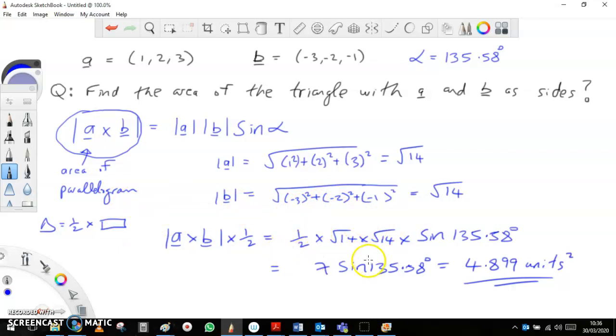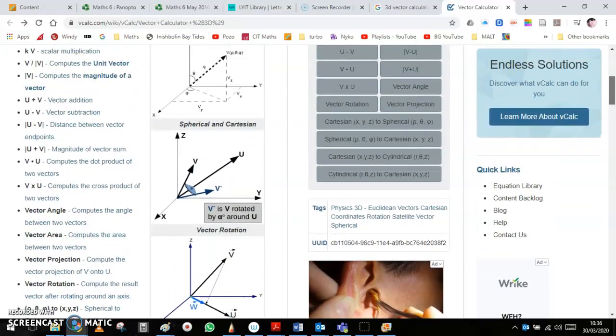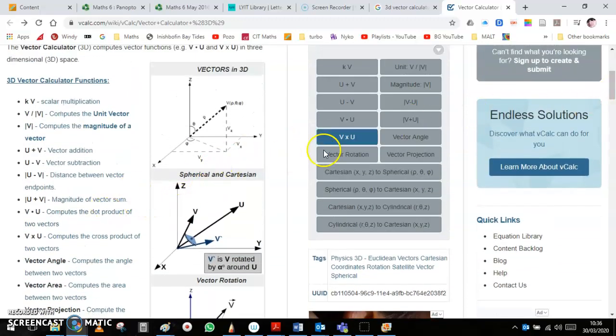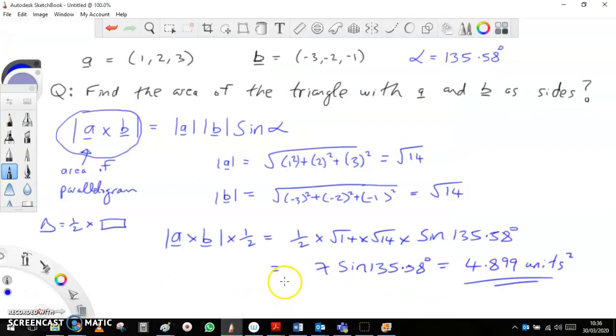Now you can check your answers using a website like this one here. It's a 3D vector calculator. You see you can do all the different things there. You can select any of those formulas there, bang in the two vectors and check your answers. So that's about it for finding the area of a triangle with two vectors as sides, two 3D vectors as sides.